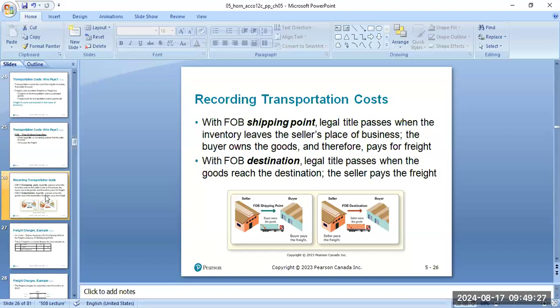But if you have a second scenario, which is free on board destination, then you own the pizza at the time when the pizza comes to your house. You open the box, check the pizza, say, yes, this is the pizza that I ordered. Then it becomes your pizza.